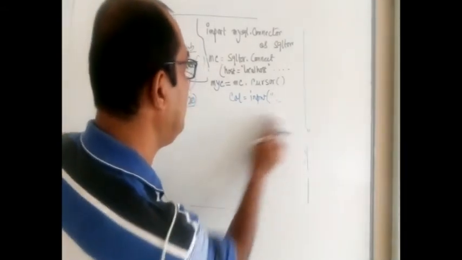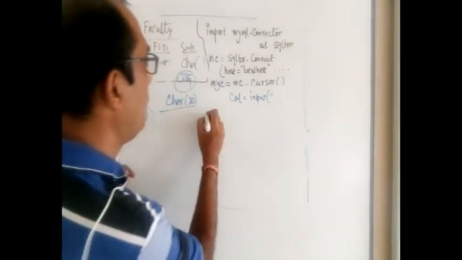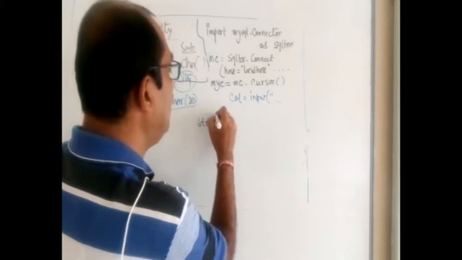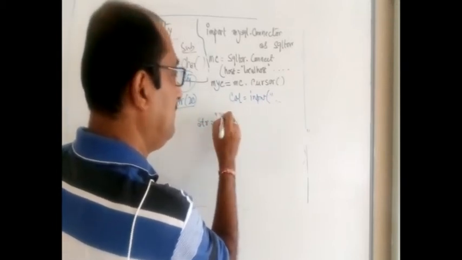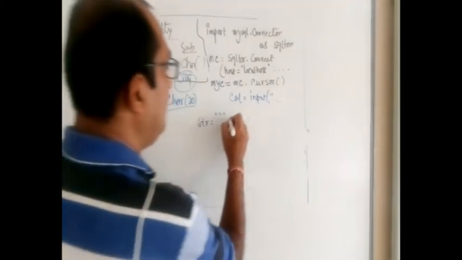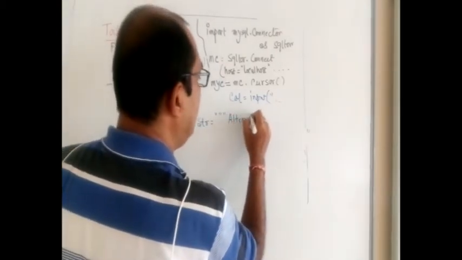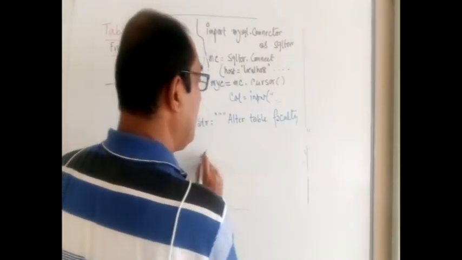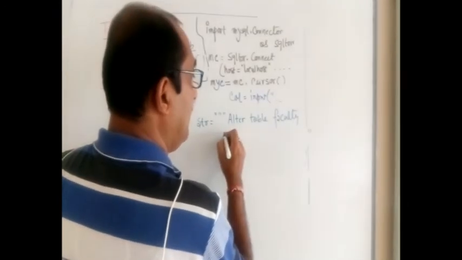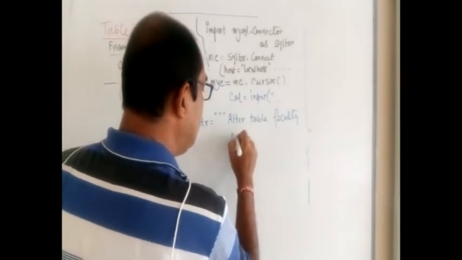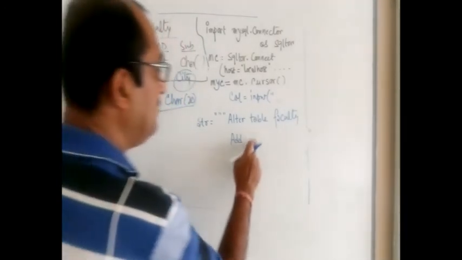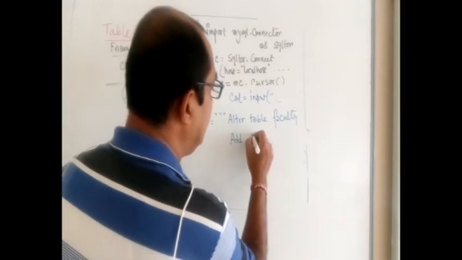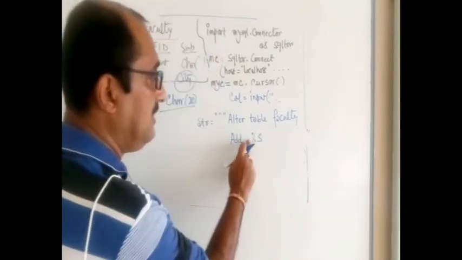So the command accordingly, in terms of str, you can write like this: str equal to, again you can put it within triple quotes or whatever you want. The command will be alter table faculty add the name. Now here I will use the normal way of the percentage sign, so I will write percentage S.